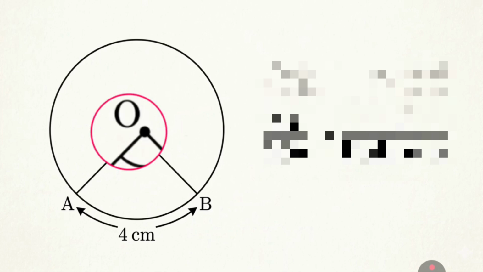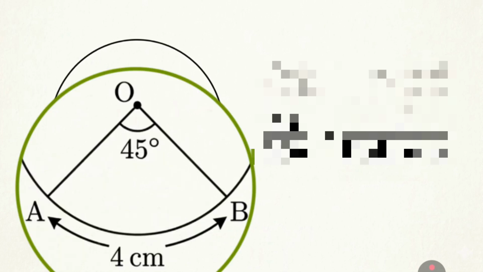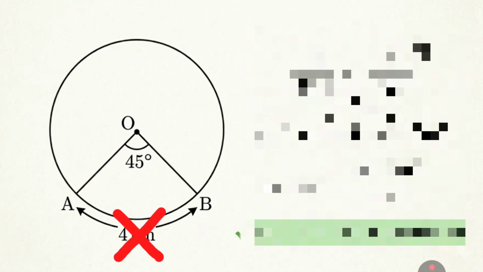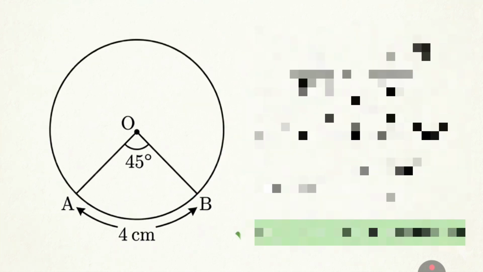A circle with center O, the sector slice has a central angle of 45 degrees and the arc length AB measures 4 cm. Now let's see how that small slice tells us everything about the whole structure. This isn't just an arc, it's a fragment of the total perimeter, and the relationship is proportional.